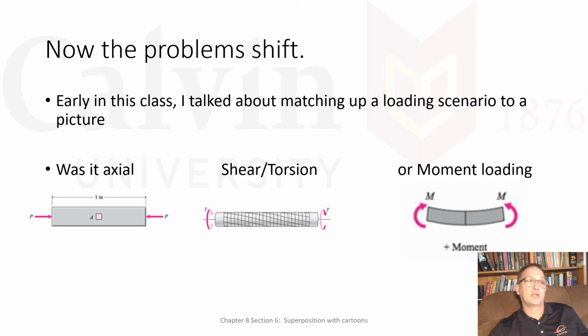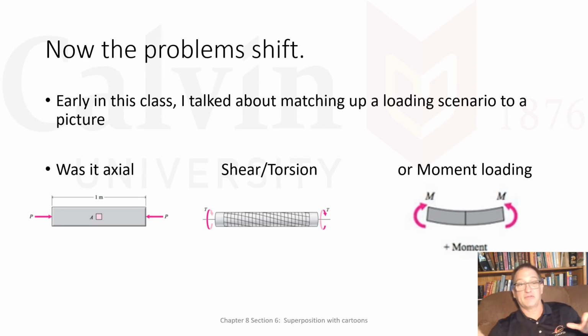Our problem is going to shift where at the beginning of class, I talked about matching up a load case, or how a system is getting pushed or pulled or squeezed into one of 3 basic load cases. That is axial, whether it was shear and torsion, or whether there was a moment loading taking place. And the reason I wanted us to do that was because once we knew what type of load it was, it told us what type of equation to use.